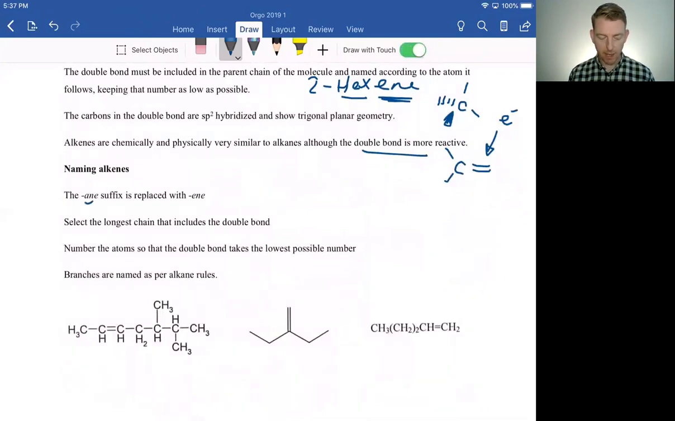Okay, so naming alkenes, we've already seen a small example there, where we're just going to replace the ane with an ene, so hexane becomes hexene if it has a double bond in it. We're always going to look for the longest chain that includes the double bond. So if there's a longer chain that does not include the double bond, that gets broken up into different side chains. We've already mentioned that we number the atoms on the parent chain so that the double bond gets the lowest possible number. And otherwise, everything works the same as per alkane.